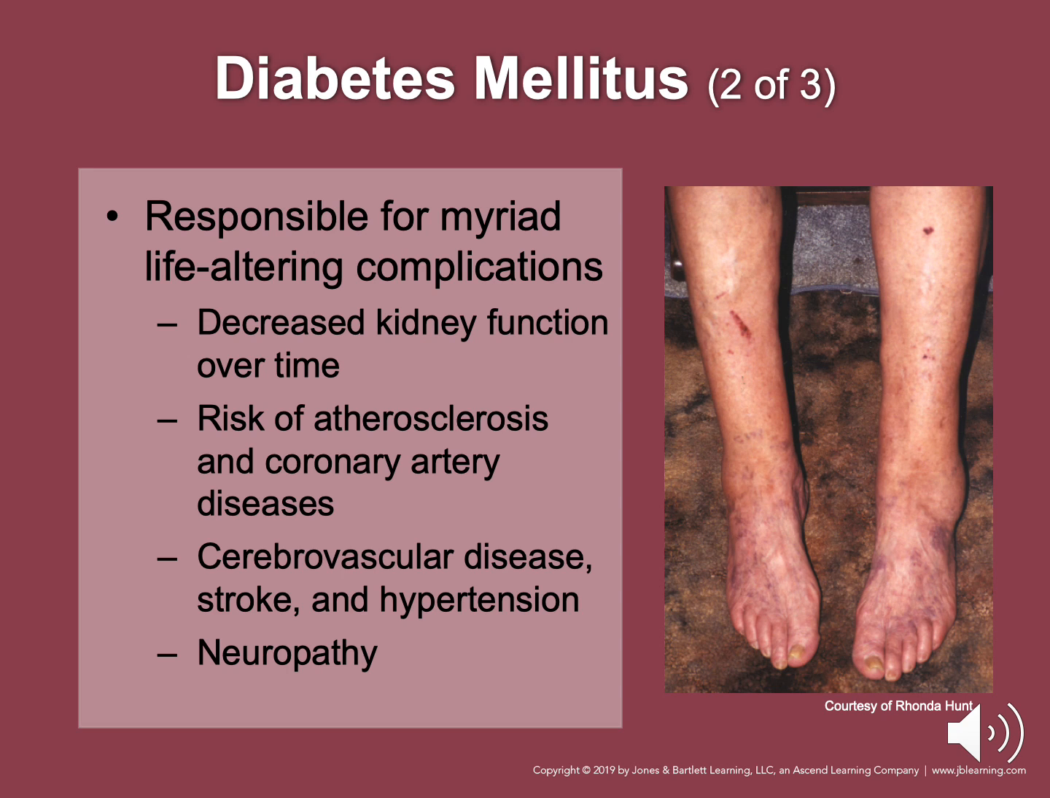Mellitus refers to the presence of glucose in the urine. It's responsible for life-altering complications, decreased kidney function over time, increased risk of atherosclerosis and coronary artery disease. So some very microscopic deterioration of vessel walls results in swelling of the basement membrane cells. CAD, stroke, hypertension, damaged vessel walls of the eyes causing swelling, wall weakness, and obstruction. Neuropathy affects peripheral nerves, causing diminished sensation and function in the extremities.